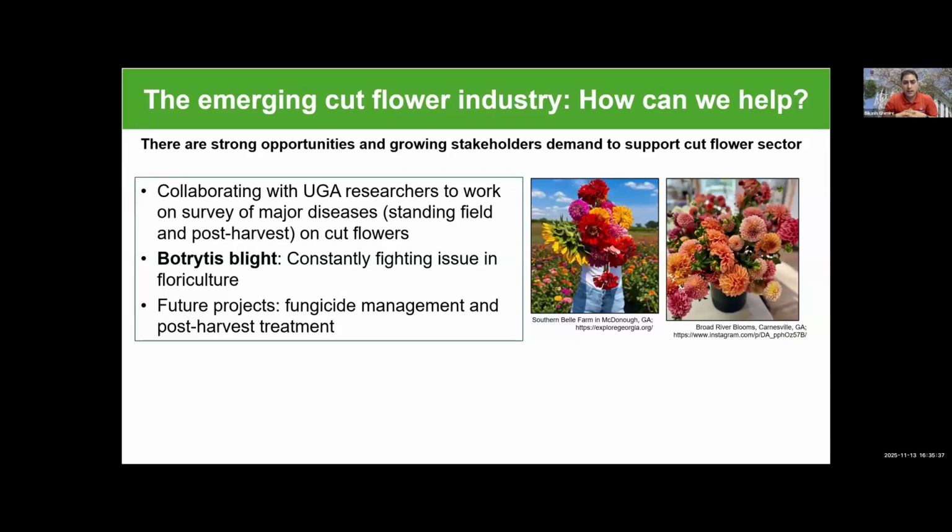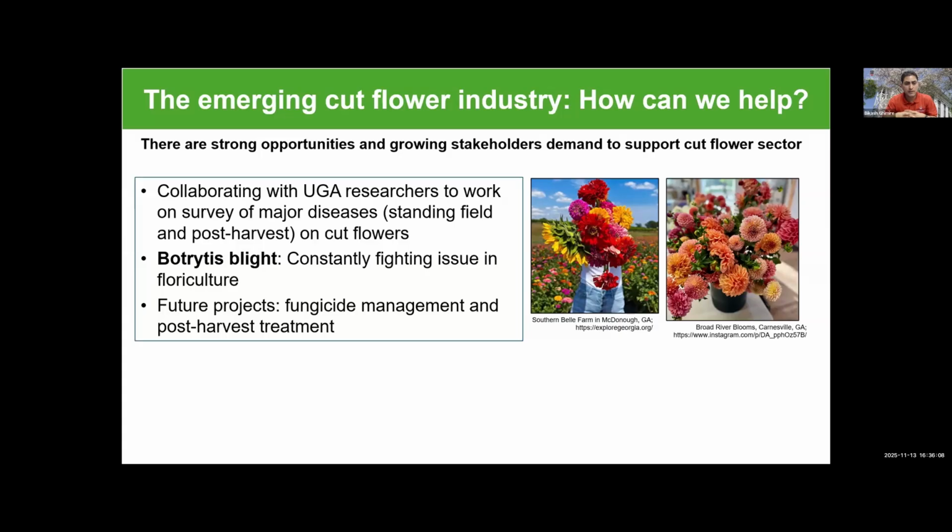So I believe this is my second-to-last slide here. This is another area that I really want to work on, which is cut flowers. This is a good industry that is emerging in the state, and there are tremendous opportunities out there, and there is a strong demand from the stakeholders. So I am collaborating with a few UGA researchers, trying to put together a proposal, and we really want to survey for the major diseases prevalent in standing fields and in post-harvest conditions in cut flowers. And the major problem, guess what, is botrytis blight. That's what we have been constantly fighting.